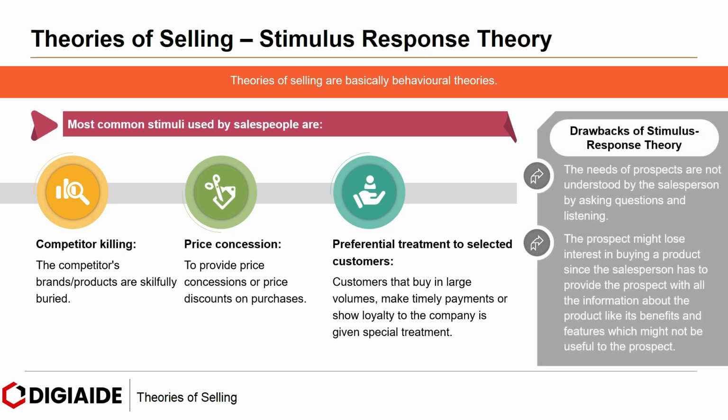There are some drawbacks of the stimulus response theory. First, the needs of the prospect are not understood by the salesperson by asking questions and listening. And second, the prospect might lose interest in buying a product since the salesperson has to provide the prospect with all the information about the product like its benefits and features, which may not be useful to the prospect.